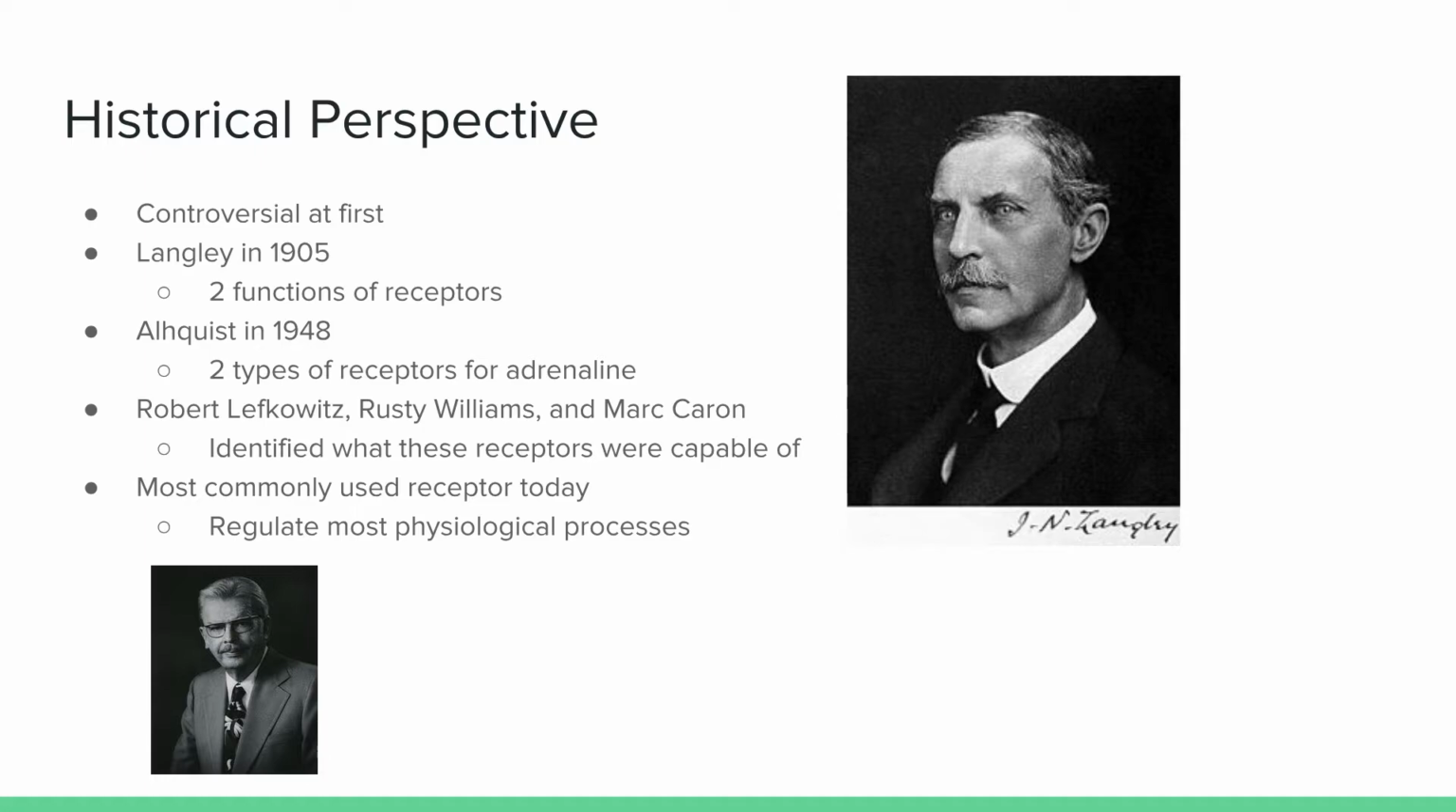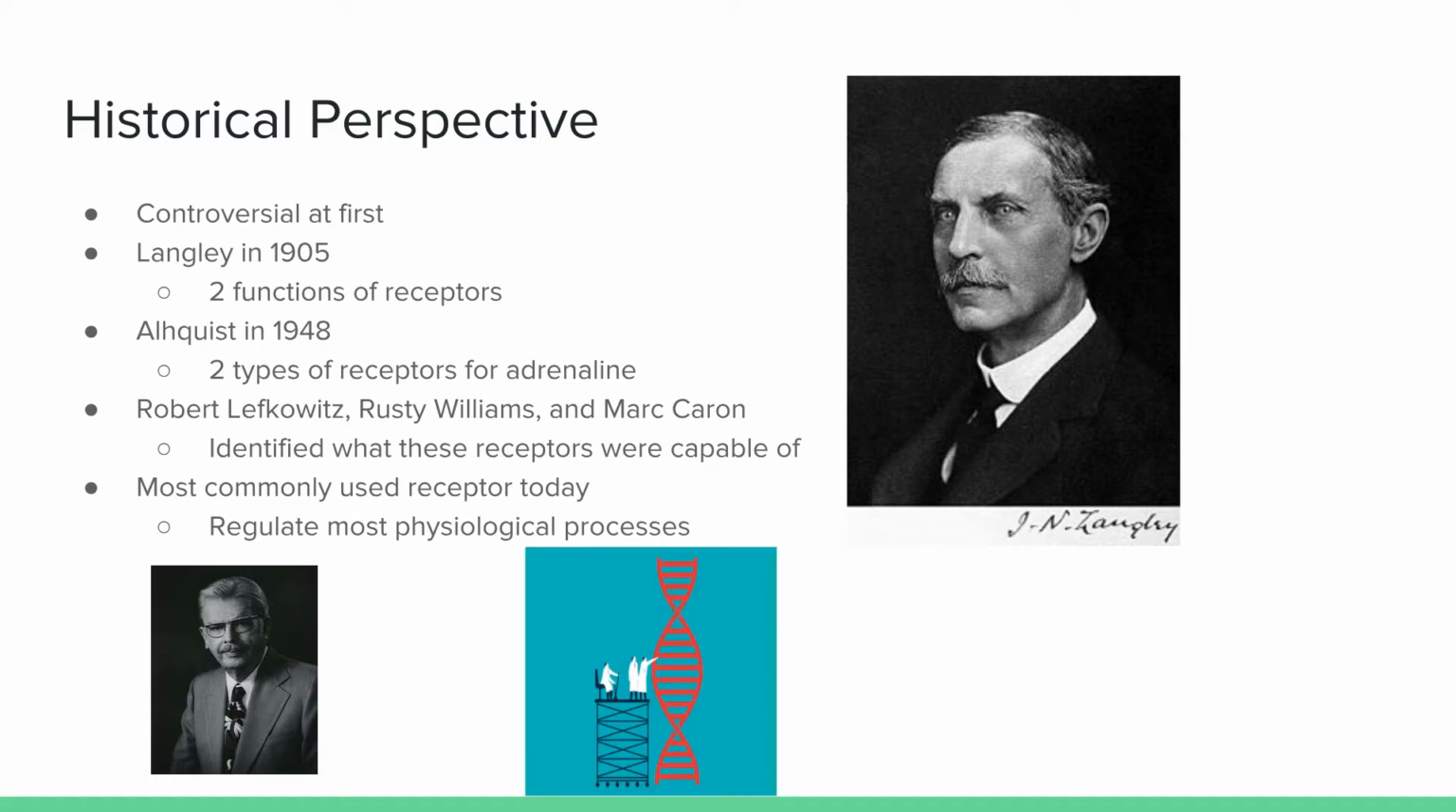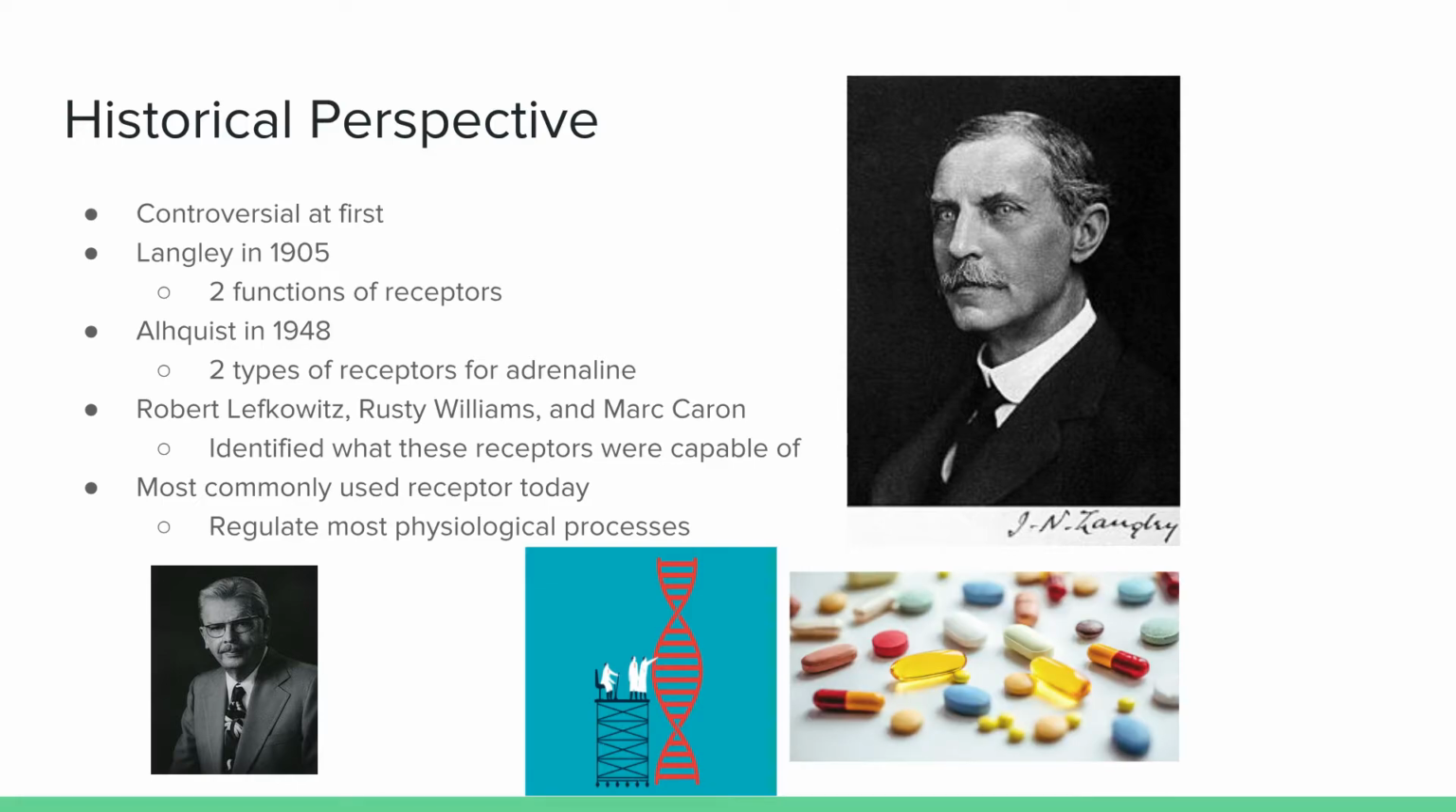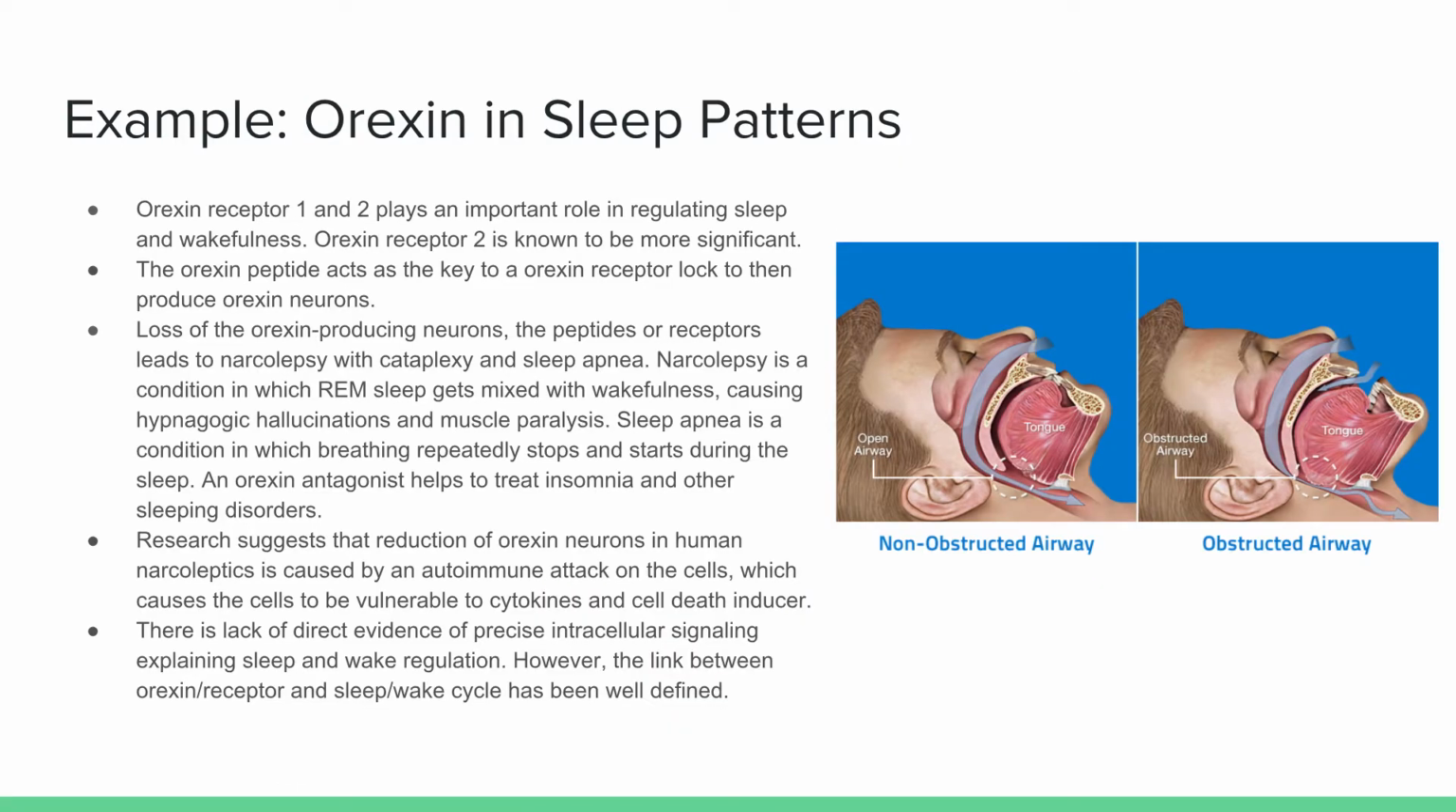In the 1970s, with the odds against them, three different scientists, Lefkowitz, Williams, and Karen, performed numerous ligand bindings and gene sequences to narrow down the seven specific membrane proteins of the G-protein coupled receptors. These are now used in the majority of drugs on the market.